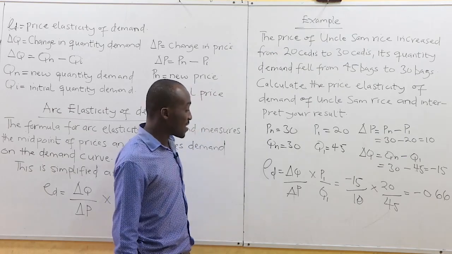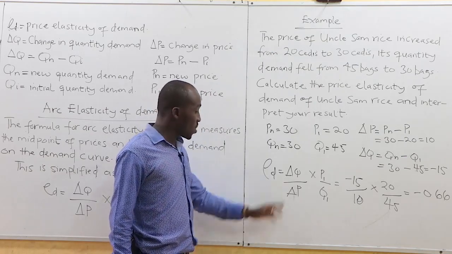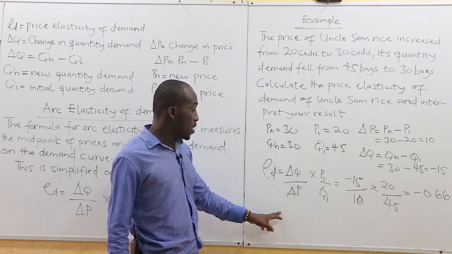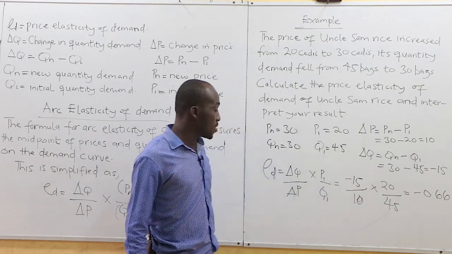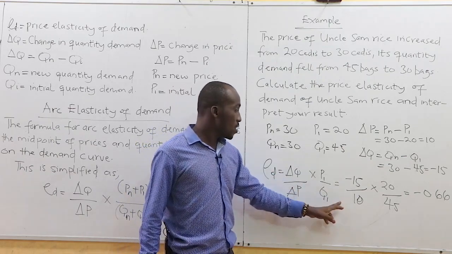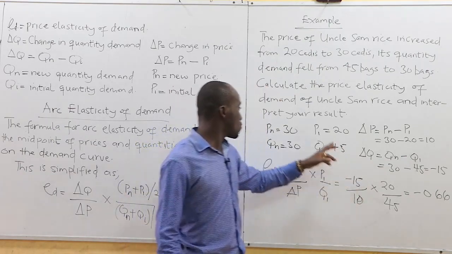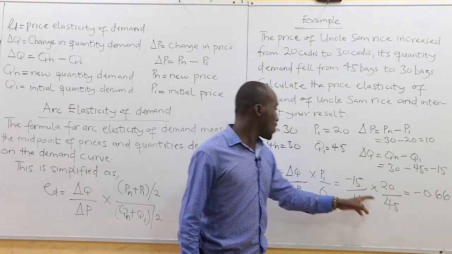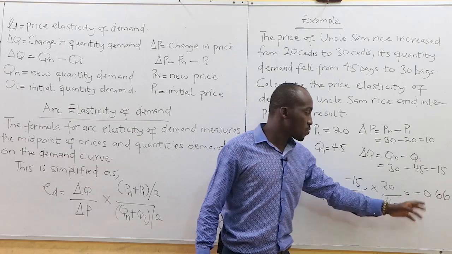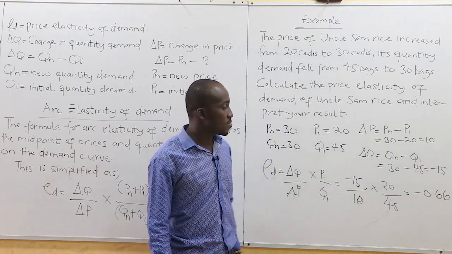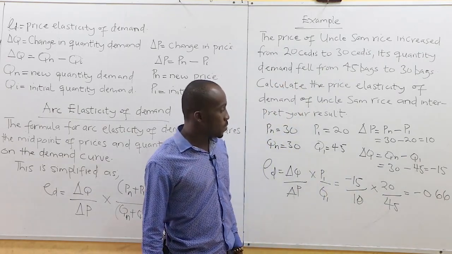So if you want the price elasticity of demand, what's the formula? Change in Q over change in P times initial price over initial quantity. What's the change in quantity? Negative 15. What's the change in price? 10. What is the initial price? 20. What's the initial quantity? 45. If you put it in your calculator, you're going to get negative 0.66. And you are supposed to interpret.